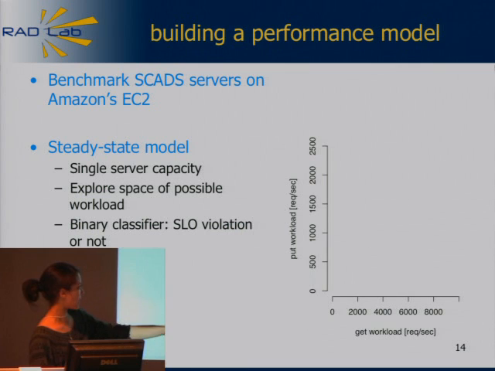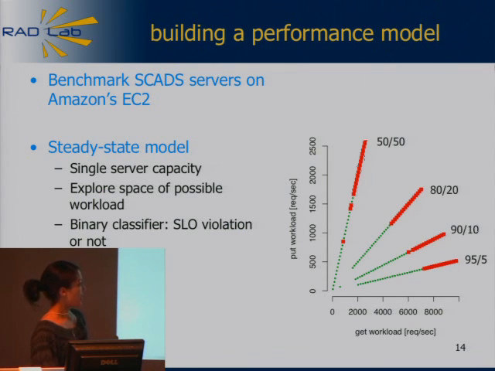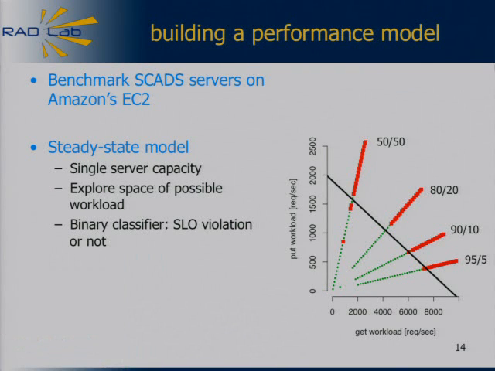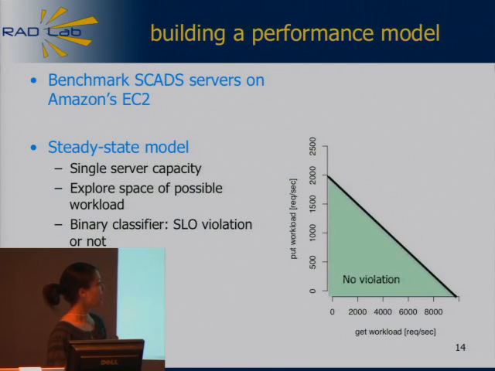So we have gets on the X and puts on the Y. And we benchmark for different ratios, like 50-50 and 80-20. The green represents when the workload is not high enough to cause an SLO violation, and the red dots represent when there was an actual violation. So using that benchmark data, we build this binary classifier that divides this space. Now we know that the workload that is below this binary classifier is no violation, so it's safe workload. And then workload above this line would be a violation.